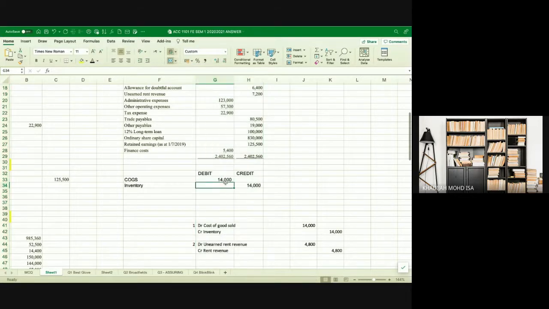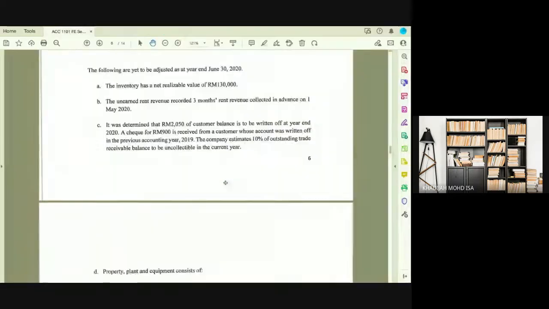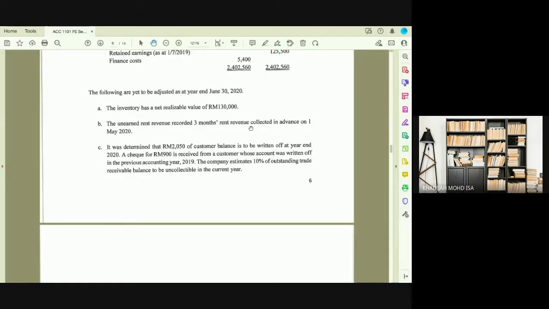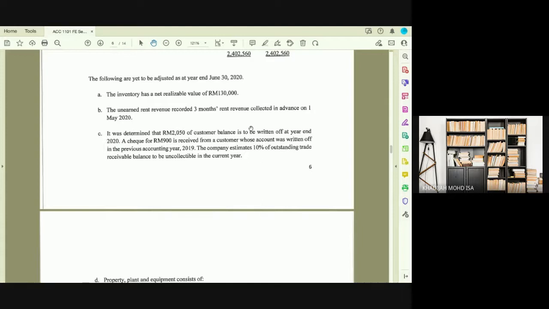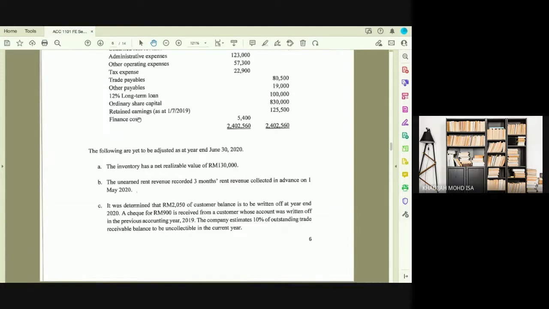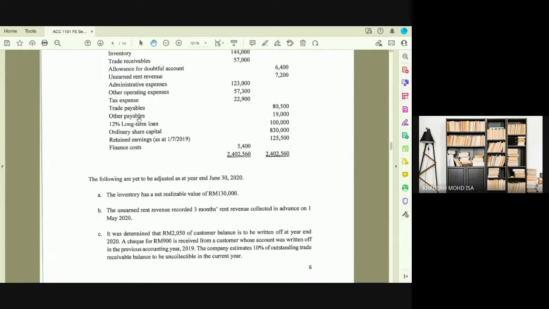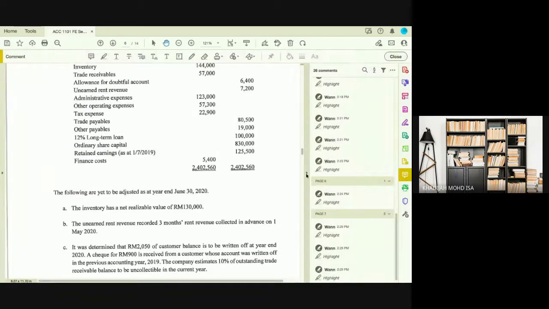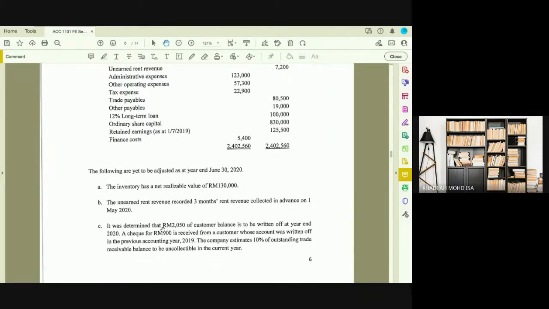Okay. The next one is, what's the next entry? The next entry says that the unearned rental revenue recorded 3 months rent revenue collected in advance on 1st May 2020. So it means that on 1st May 2020, you have unearned rental revenue. How much the unearned rental revenue is 7,200, right? But the unearned rental revenue here is actually your liability, right? Because you receive your rental revenue in advance, right? So that's what it is here.